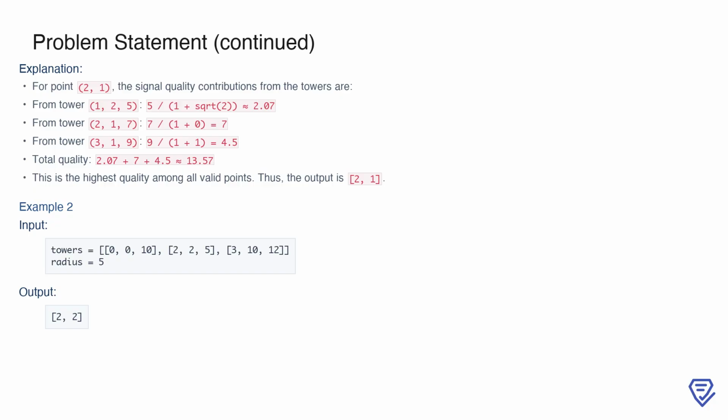At point (2, 1), we calculate the signal quality contributions from each tower. For the tower at (1, 2) with a quality factor of 5, the signal quality is 5 / (1 + sqrt(2)), which is approximately 2.07. For the tower at (2, 1) itself, the quality is 7 / (1 + 0), which equals 7. Finally, for the tower at (3, 1) with a quality factor of 9, the quality is 9 / (1 + 1), which equals 4.5. Adding these up, the total network quality at (2, 1) is approximately 13.57. This is the highest quality among all valid points, which is why we return [2, 1] as the output.